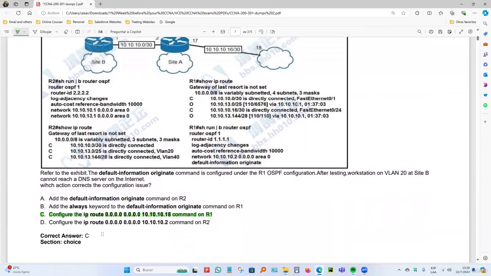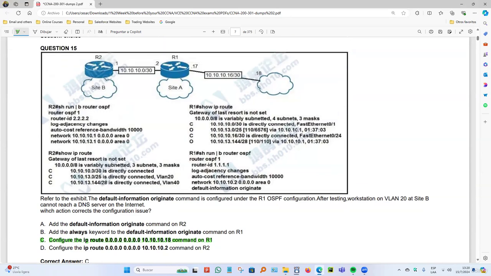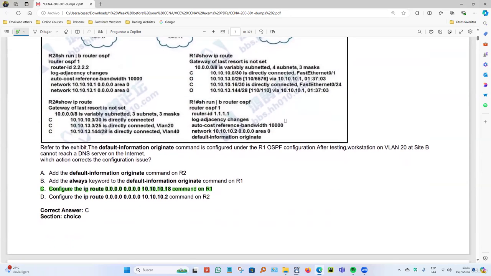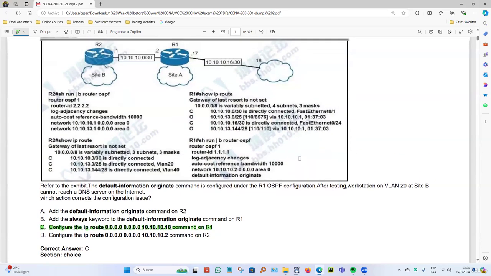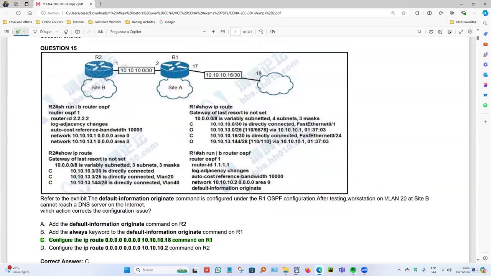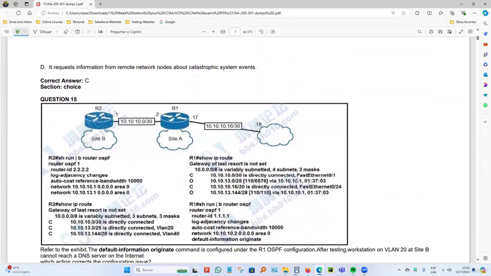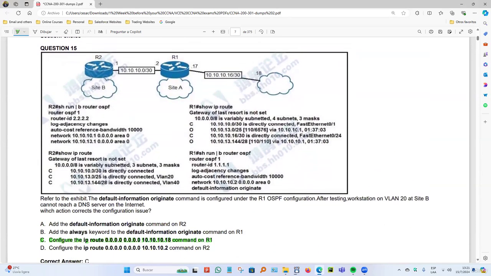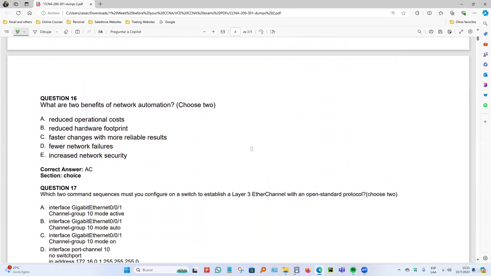Configure the following command: IP route, then all zeros, then 10.10.10.18, that is the next hop IP address to get to the internet, to get to the cloud. And then once we have that configured in router 1, we should be successful to access the internet and the DNS server per se. Next question.